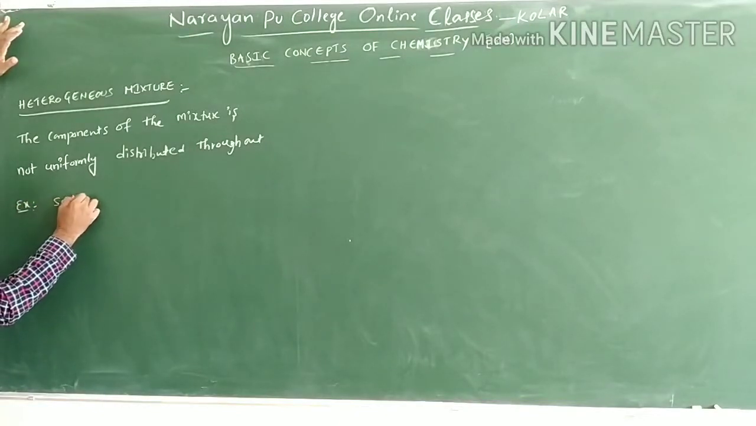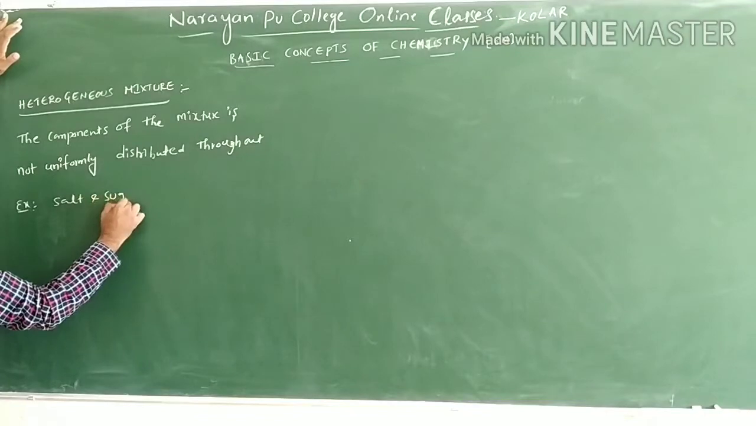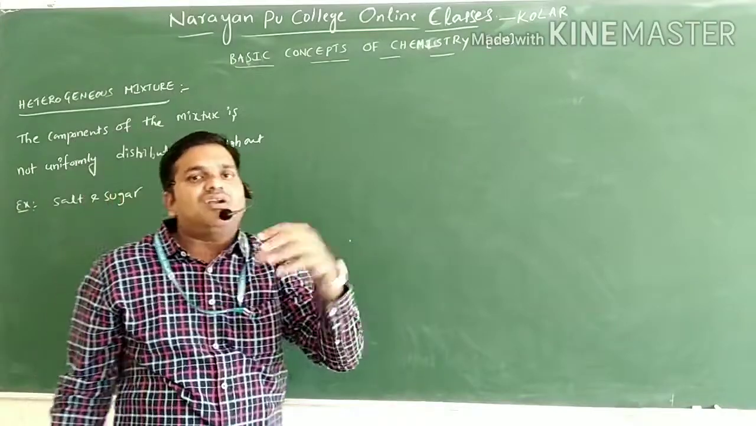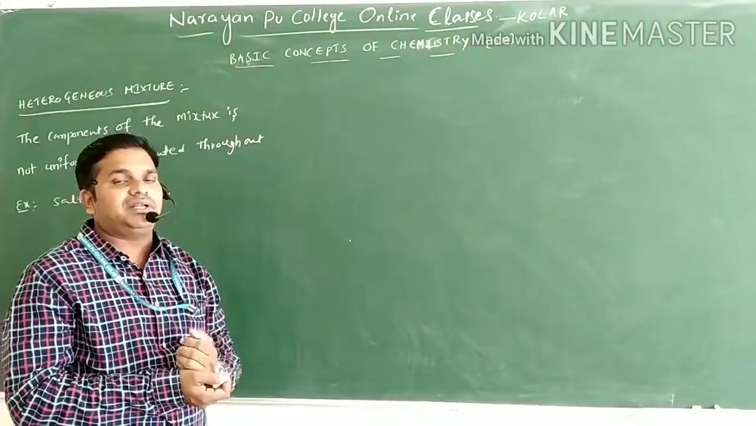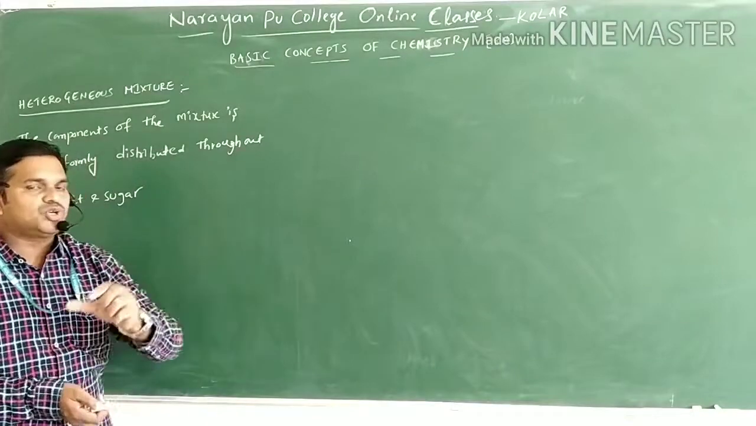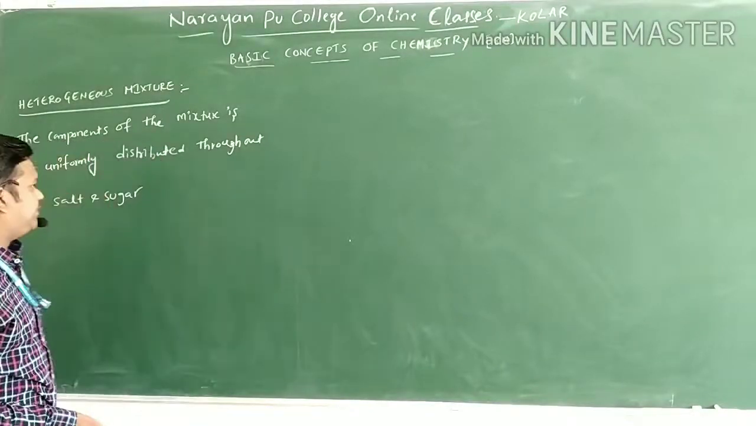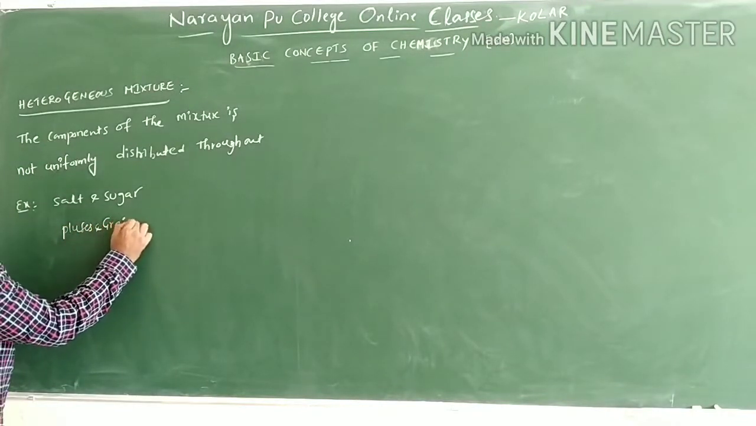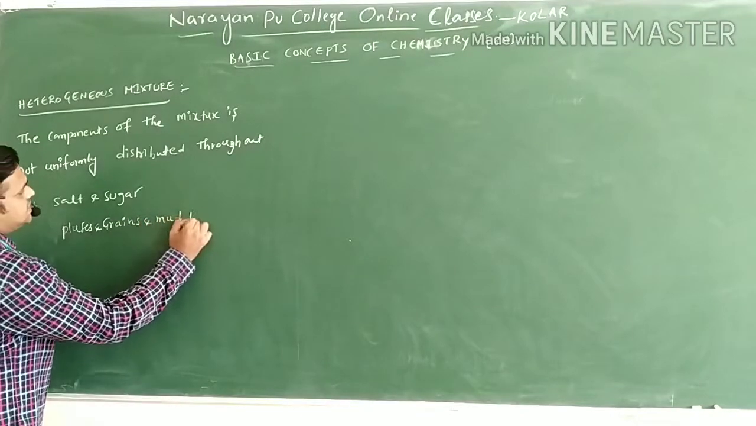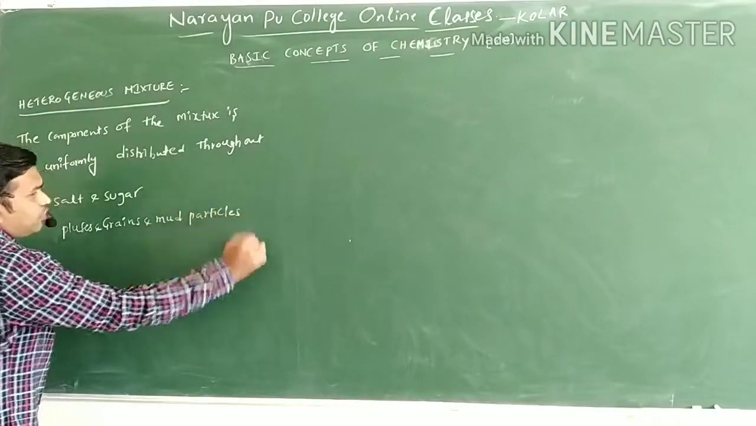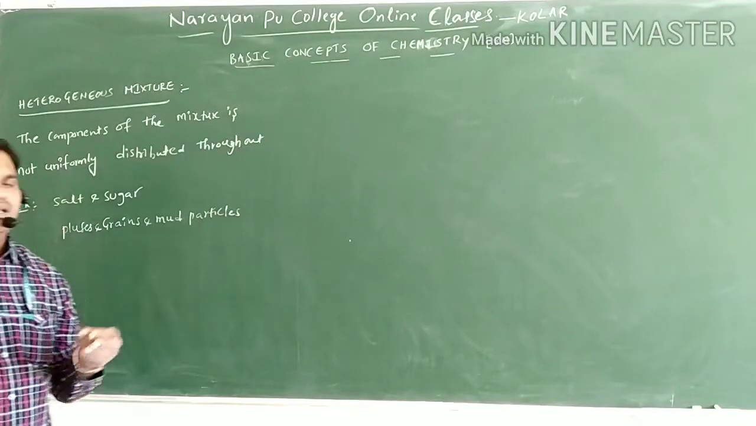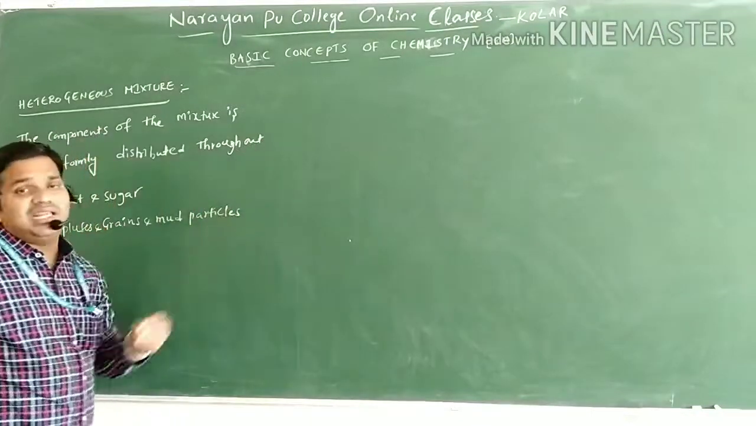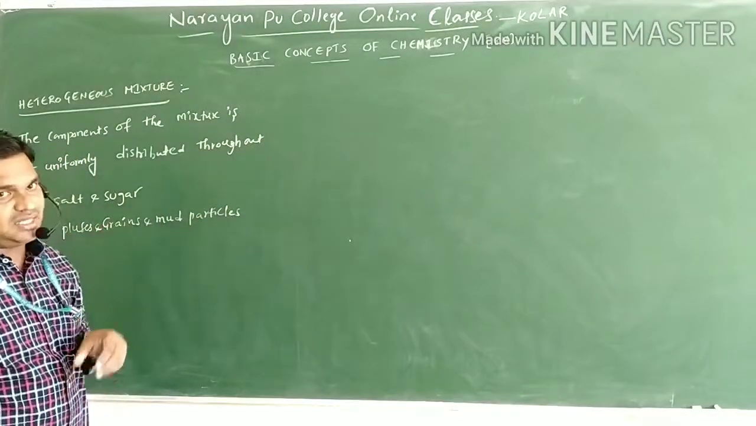If you mix salt and sugar, if you take sugar crystals and salt crystals and mix them together, then we can easily identify both sugar particles and salt particles. Clear? And we can take pulses and grains along with some mud particles. If you look at rice with some pulses in it, you can observe some grains and some mud particles also. We can identify that easily.